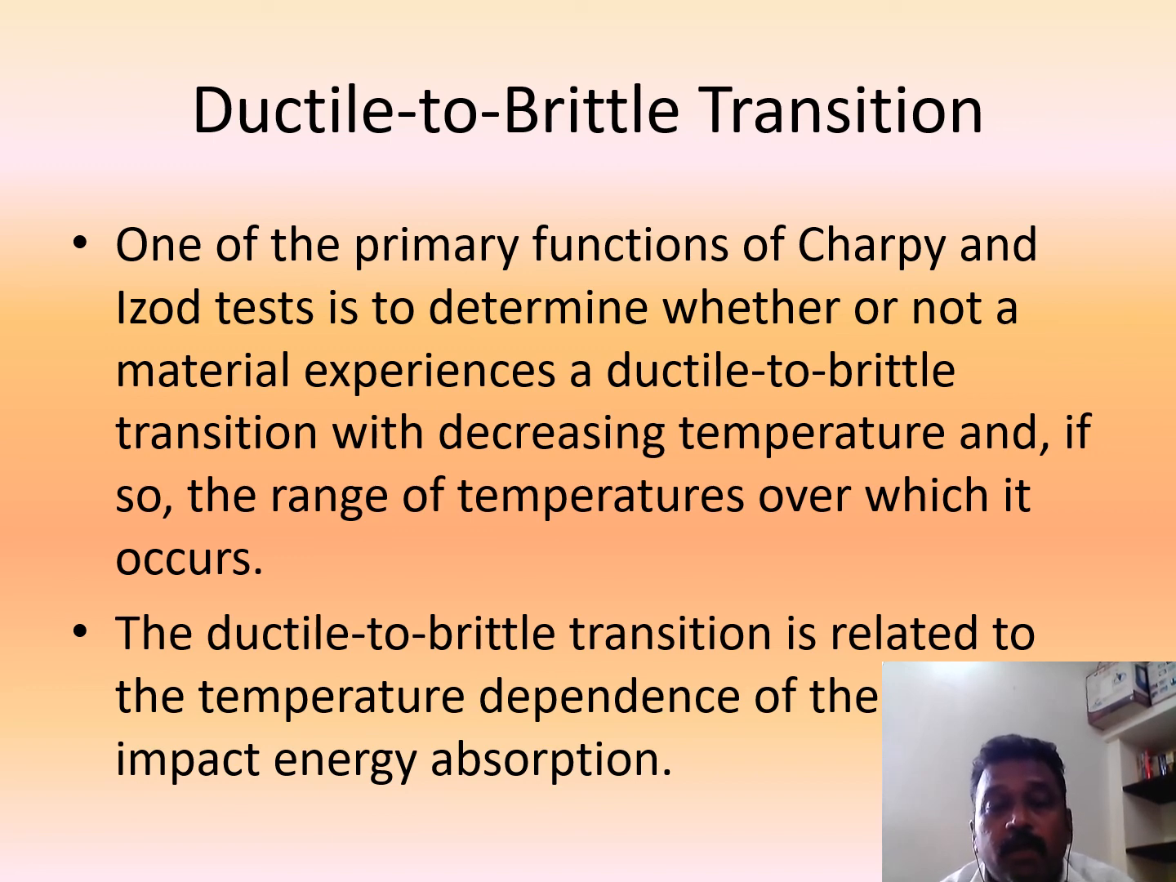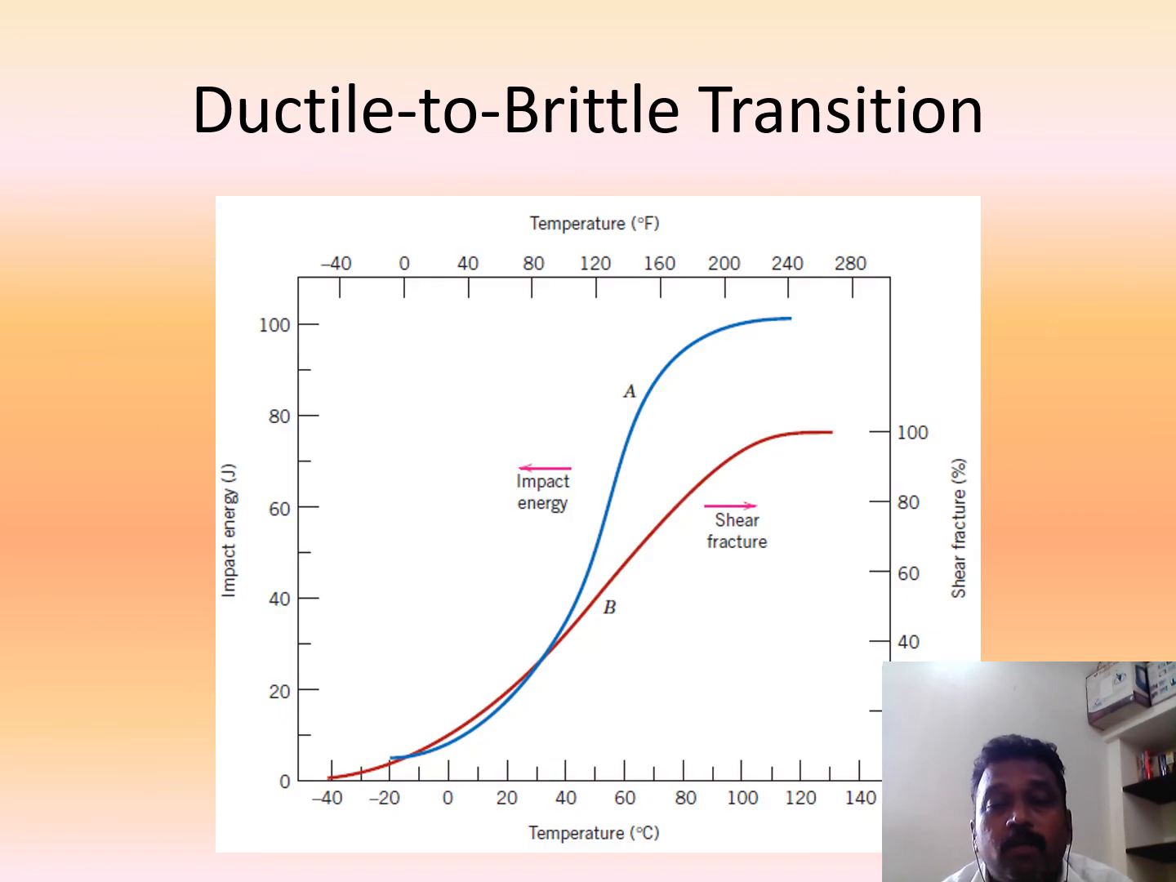It relates to the temperature dependence of the impact energy, whether temperature affects the impact energy of the material or not. You can see here the ductile to brittle transition. This is the impact energy in joules against temperature. You can see 0 degrees, and 20 to 40 is room temperature here. What will happen if the temperature is reduced? The impact energy is reduced. If the temperature is increased, the impact energy increases. That means decreasing temperature decreases the impact energy, and you can also see the shear fracture here.